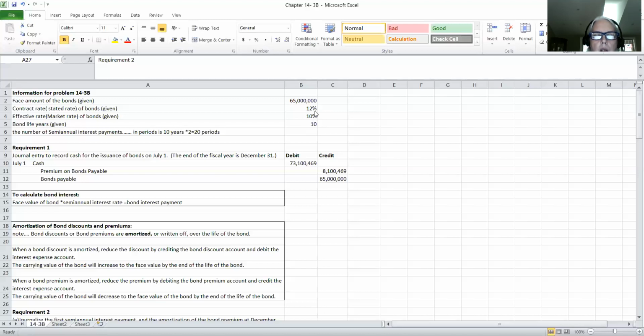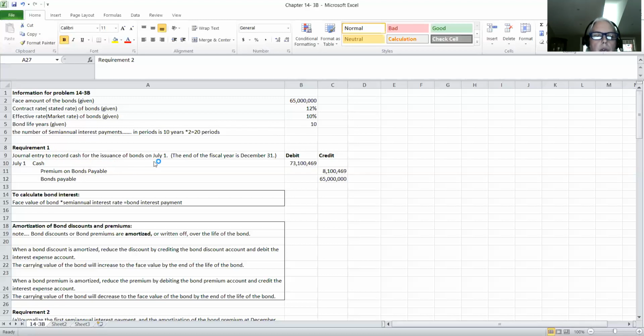In this case, because the contract rate of interest is more than the effective rate of interest, the bonds are selling at a premium. They're selling for more than the face value amount. The life of this particular bond is 10 years. You'll remember that our interest payments are completed semi-annually. So what you have to do is determine the number of periods in the life of this bond. We would do that by taking 10 years and multiplying it by 2 to get 20 periods in the life of the bond.